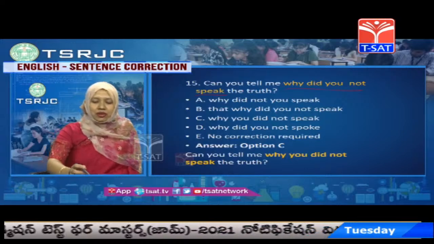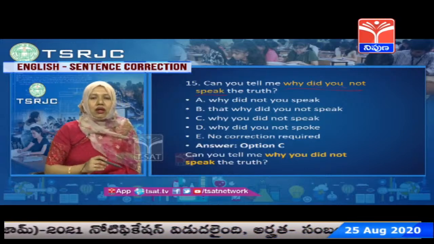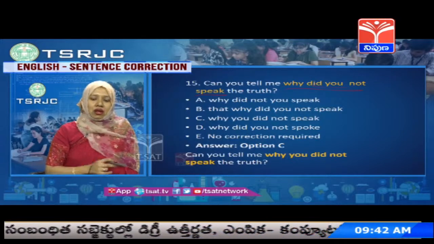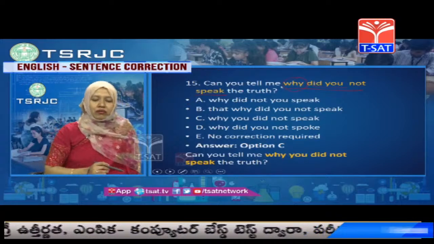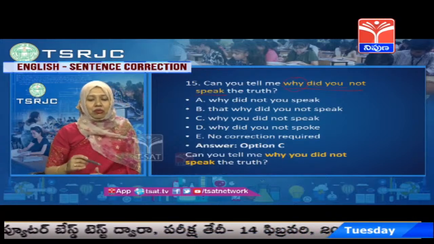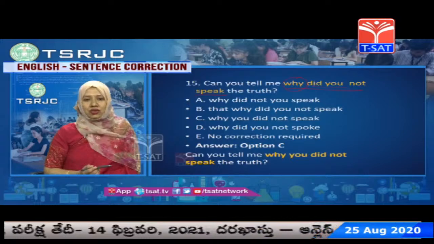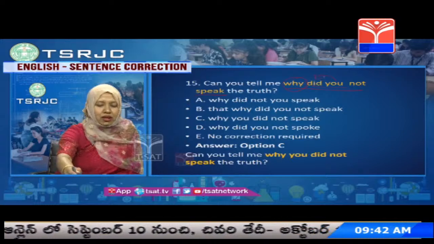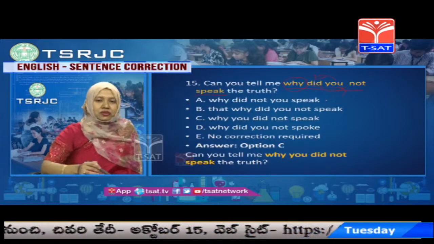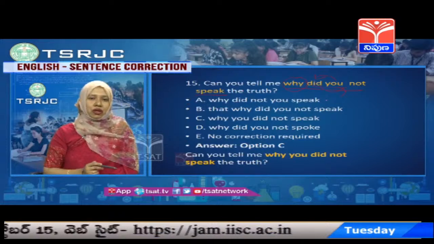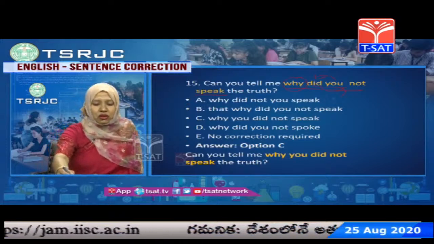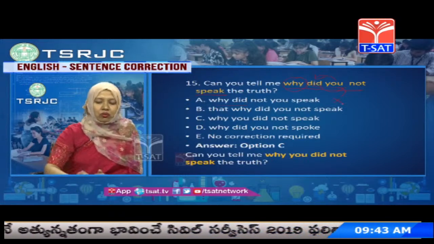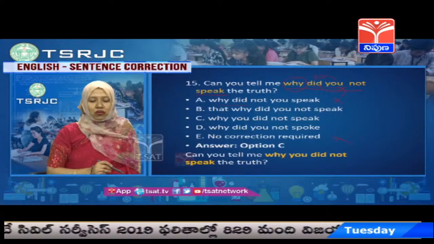Now if you see, there is a mistake in the arrangement of order of words. Along with the WH word, why did you not speak the truth, can you tell me why did you not? It's wrong. After the WH word, what should be there? There should be a subject, then helping verbs. First the subject should come, then the helping verb. So option A, why did, is wrong. Because there is a mistake, option E is wrong.